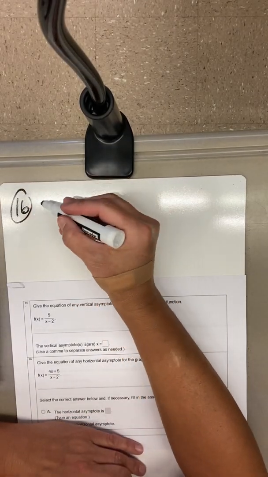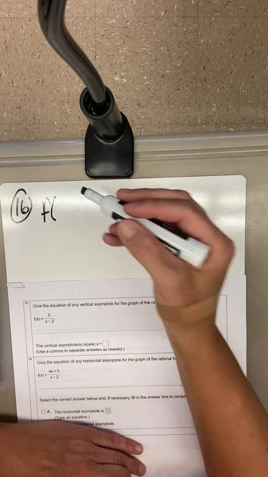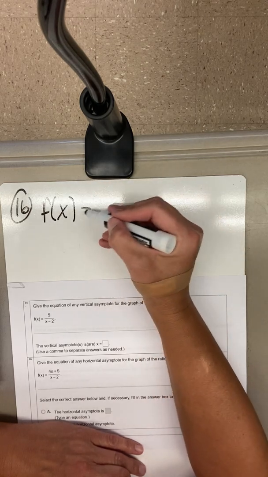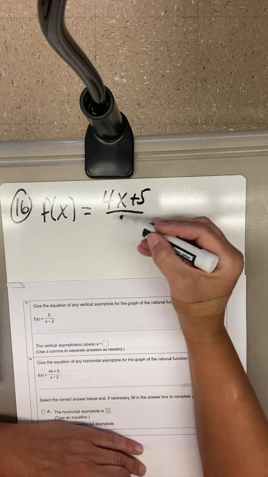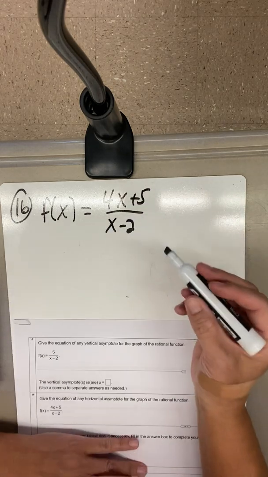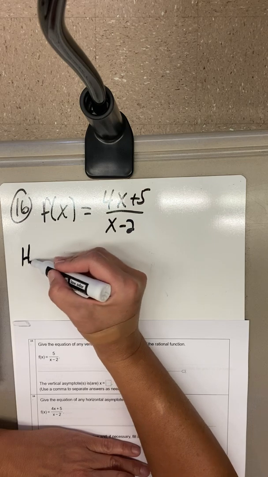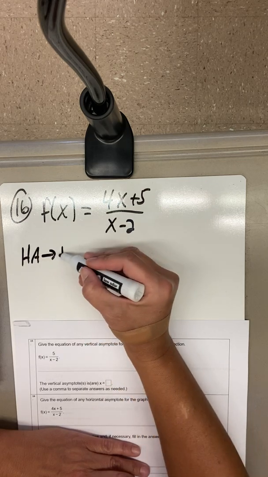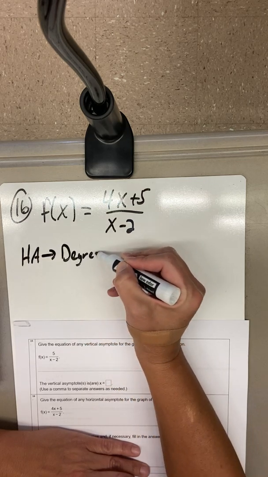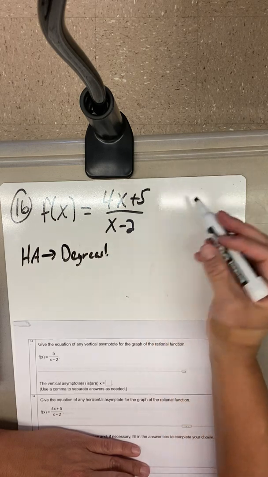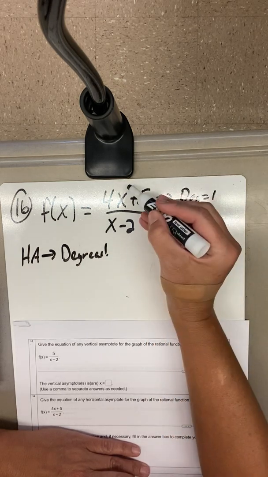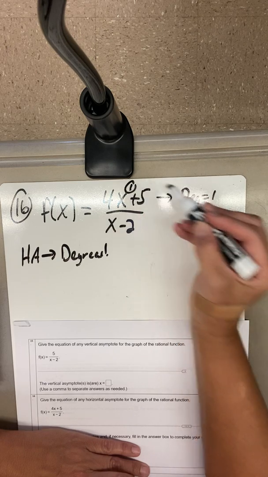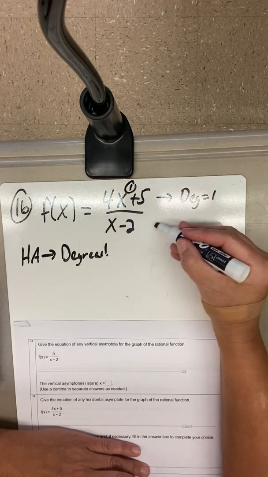Number 16 says give the equation of any horizontal asymptote for the function. Here's our function, (4x + 5)/(x - 2). Quick summary: for horizontal asymptotes, you're going to be looking at the degrees of the top and the bottom. Up here, the degree is 1 because it's x to the first. Down here, the degree is 1.